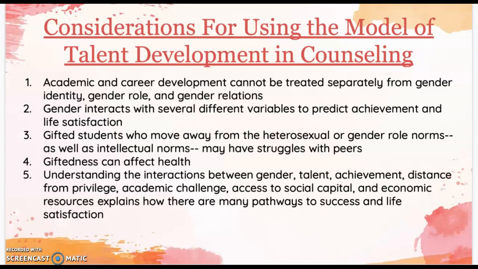Looking at these things, counselors can build awareness of the health issues by teaching the warning signs of perfectionism and stress-related health problems that come along with the stresses that are put on both boys and girls at that young gifted level. Lastly, we have understanding the complex interactions of gender, talent, achievement, distance from privilege, academic challenge, access to social capital, and economic resources, and how all of these things lead to this conclusion that there are just many, many pathways to success and life satisfaction. So it's not just one route that they can take. Counselors must be able to observe and carefully build the profile for success for each gifted student based on avoiding those danger zones and the achievement milestones.